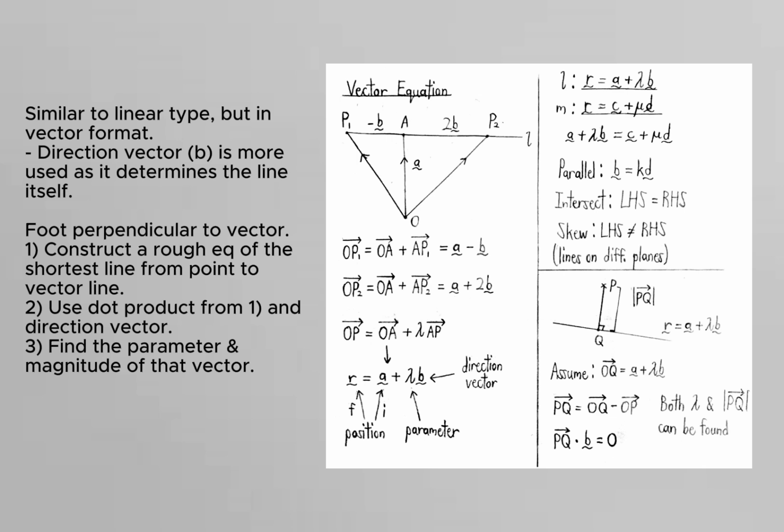If you look at the bottom right, this is the foot of a vector. First, you need to construct a rough equation of the shortest line from the point to the vector line, so as to get that particular vector. Then use the dot product from number 1 and multiply it with the direction vector. Third, you find the parameter. After you find the parameter, you can find the magnitude of the shortest line of the vector. And this is how you do the vector equation.